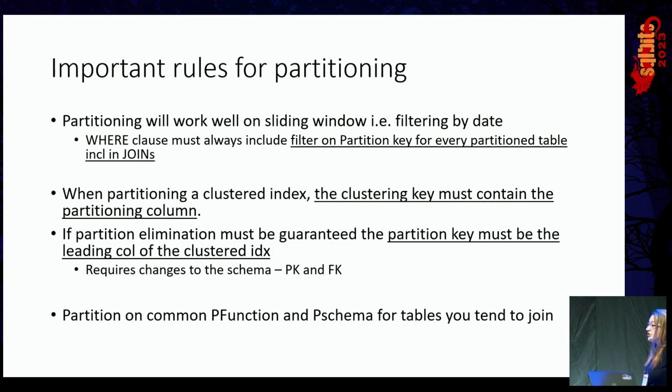So when partitioning a clustered index, the clustering key must contain the partitioning column. Why? Because the clustering key rules where the data chunk will be stored physically, where the rows will be stored physically. So if I have the partitioning column as part of my clustering key, then I will be able to force specific records within that particular year, if I think about yearly partitioning, to be stored in one single partition.